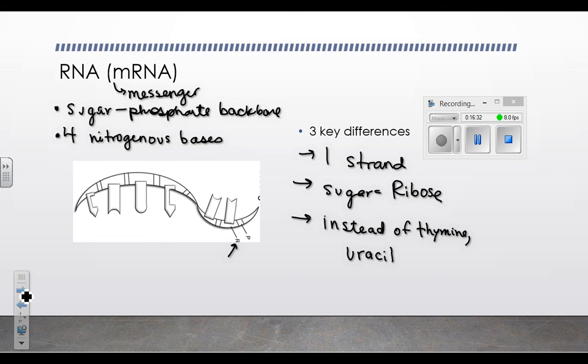It pairs up with adenine, just like thymine would, but it's different. So we don't have thymine, we have uracil. So you'll notice when you color the nucleotides, one of them is different than it was on the DNA. This is very often the thing that a question might focus on when asking you, is this DNA or is this RNA?